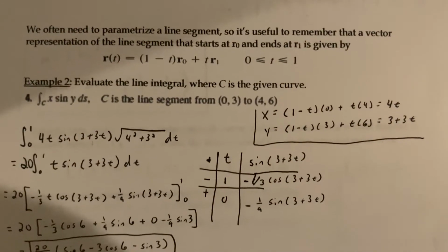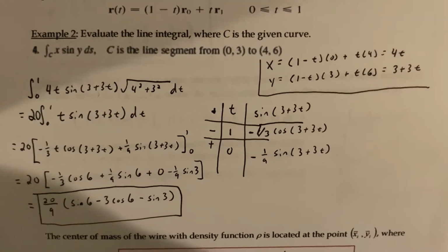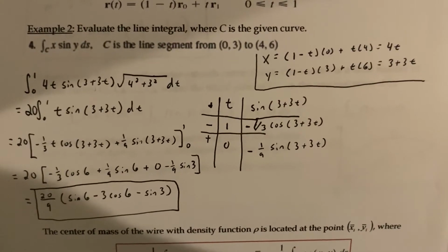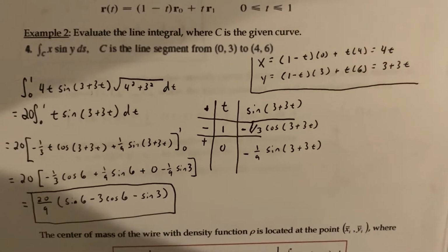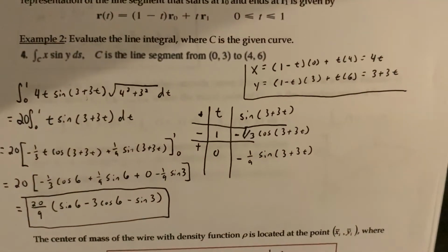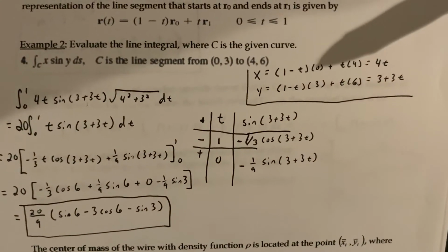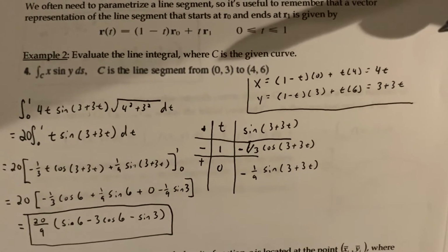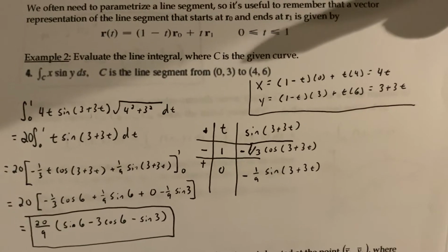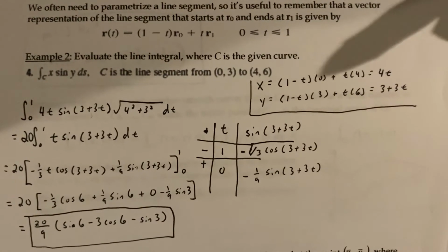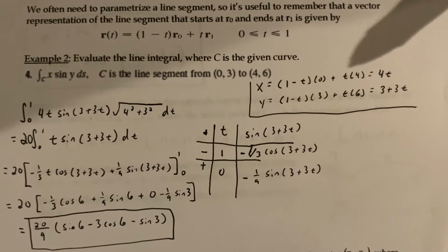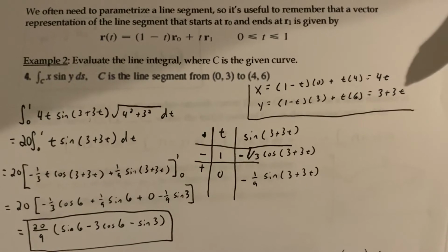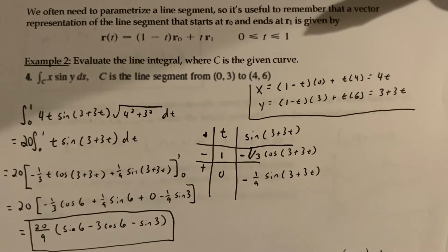All right, so example 2. Evaluate the line integral where C is the given curve, x sine of y ds. C is the line segment from (0, 3) to (4, 6). And so we're going to reparameterize x and y by substituting in our values. Initial x is 0, and x of 1 is 4, so we get 4t for x. For y, we plug in 3 and 6, and we get 3 plus 3t. And of course, this is between 0 and 1 for t.